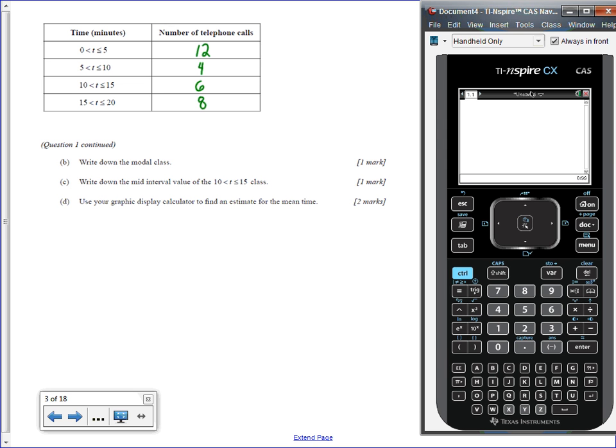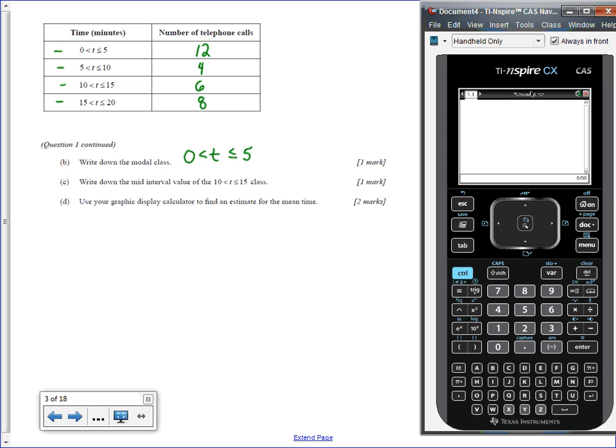Part B asks us to write down the modal class. Now these are the classes, the data classes. The modal class is the one that has the highest frequency. So the class with the highest frequency is the 0 to 5 class. Just make sure that you're writing it correctly. No equal sign underneath the left less than arrow because 0 is not included. There is an equal sign underneath the right one because 5 is included.